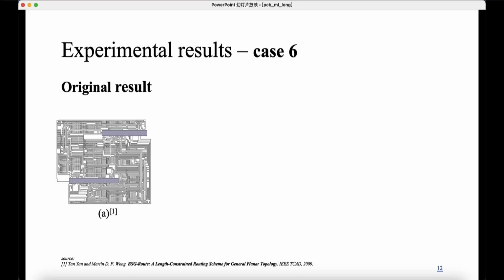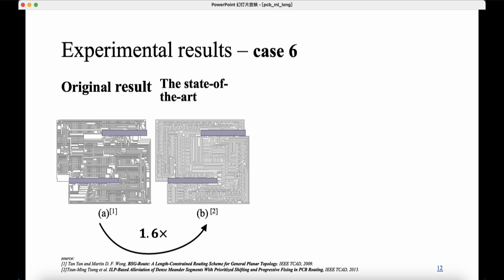Figure A shows the routing results proposed by Yan applying serpentine delay lines for delay matching. Figure B shows the routing results proposed by Zeng with wider meander segments. Specifically, the separation between parallel wire segments is 1.6 times larger. We can see that the results in Figure B also have a more uniform wire distribution than in Figure A.